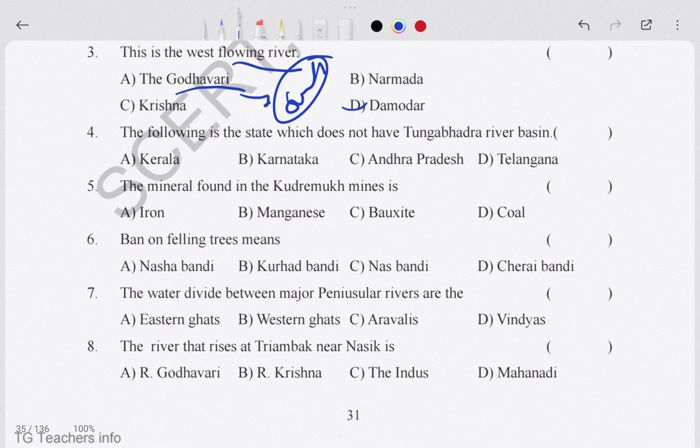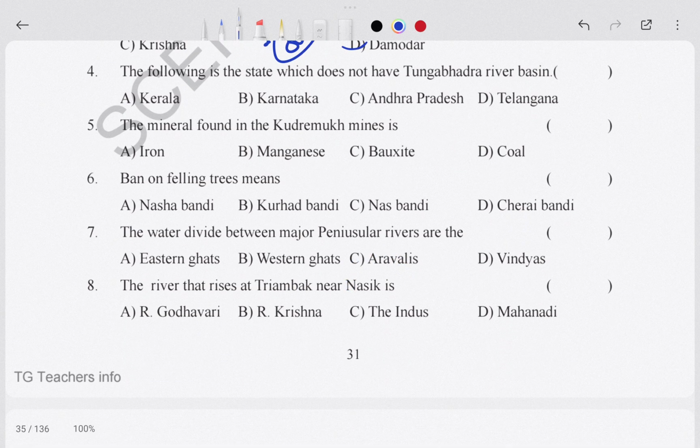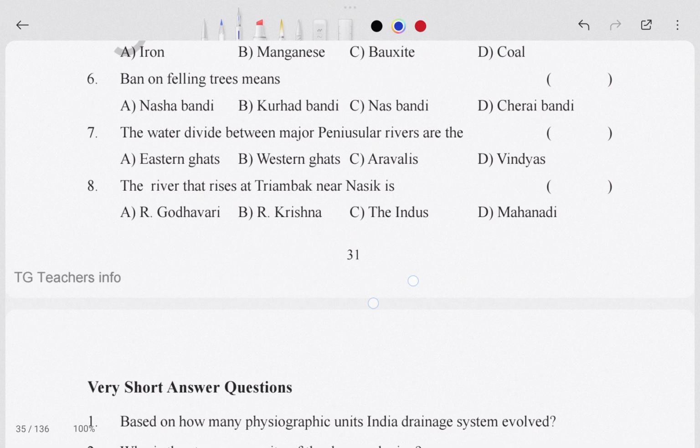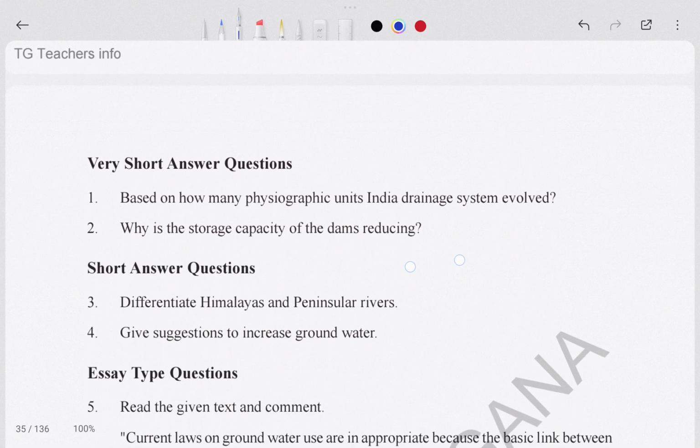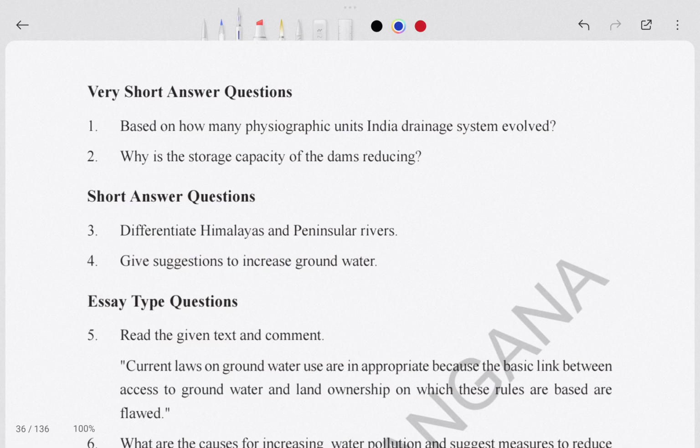Then there is the question of which state does not have a Tungabhadra river basin. You can see that. Then the minerals found in Koderma mines, and one of the following trees. Then the water divide between the major peninsular rivers: Eastern Ghats, Western Ghats, Aravallis. I think Eastern Ghats. I am also from East India, and my state is covered with water all the time. Then the river that rises at Trimbak. So leave it. These are the questions here, and I will tell the most important questions also.